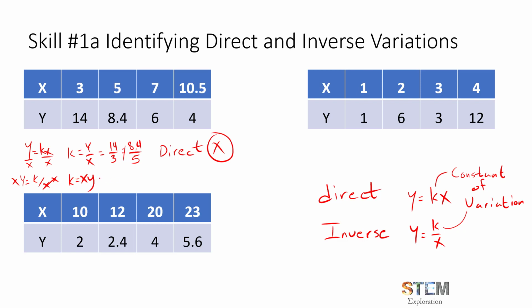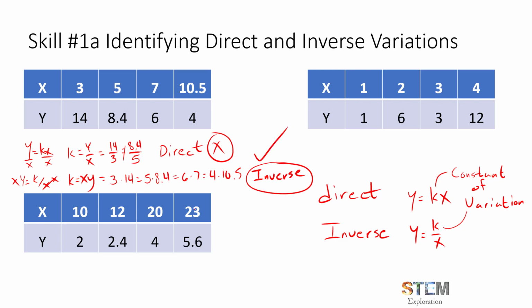And so what I'm going to do here, again, looking at these numbers, is I'll go 3 times 14, sorry, and 5 times 8.4. Ooh, this is looking promising. 6 times 7, and 4 times 10.5. And what I will find is that if I multiply all these combinations, I will find that they all are equal. And what that tells me is that this is an inverse variation. Put a big check mark, whatever.